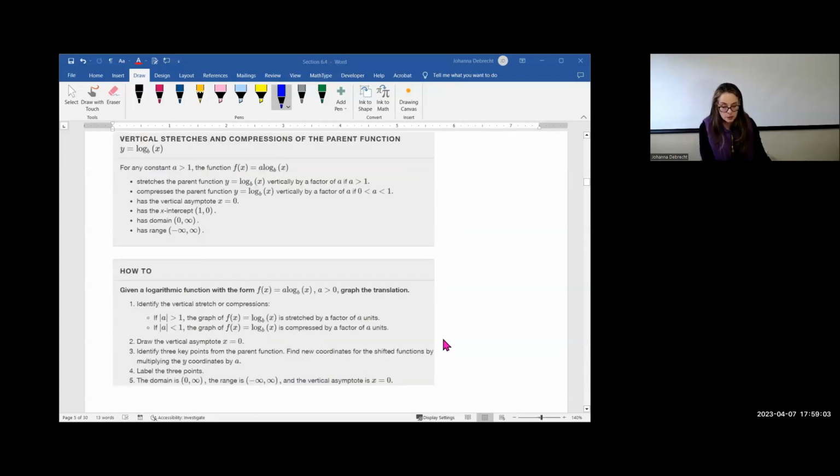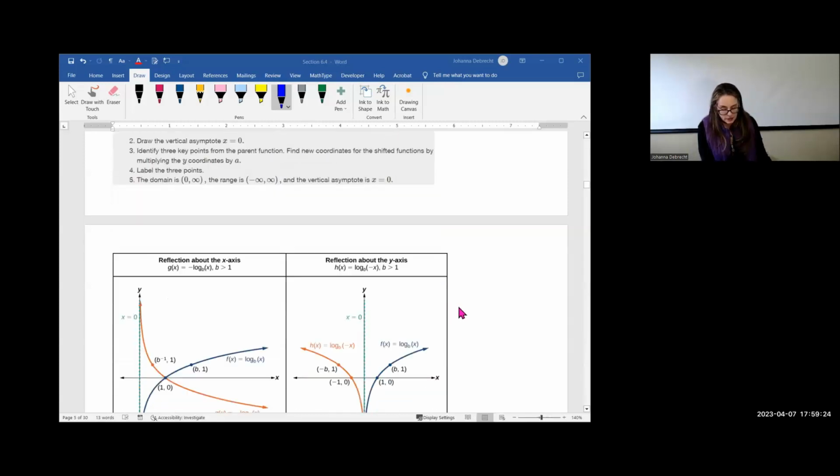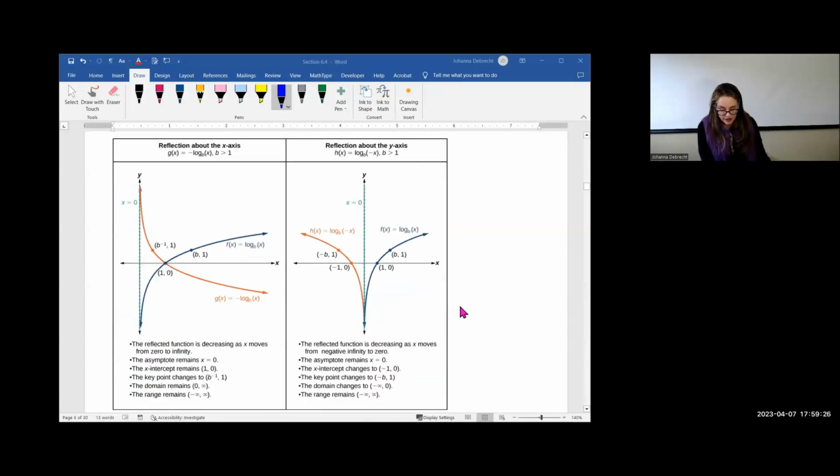And here are some directions on how you want to graph if you have a vertical stretch or compression. You're going to stretch it if what you're multiplying by is a number greater than 1, and you're going to compress it if the number is a proper fraction between 0 and 1, right? Now let's take a look at reflections.